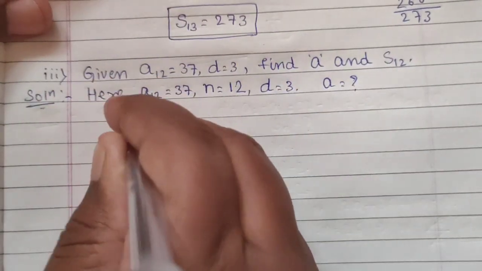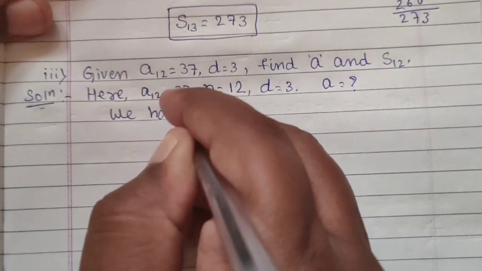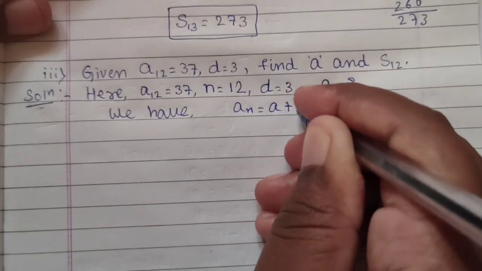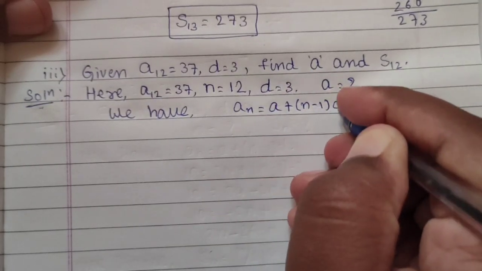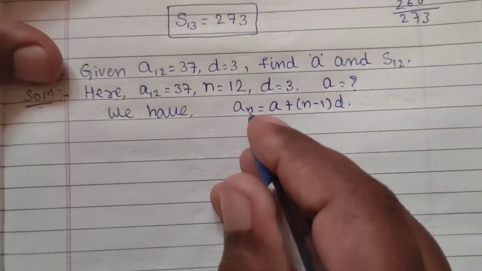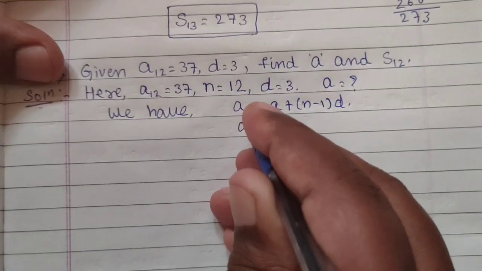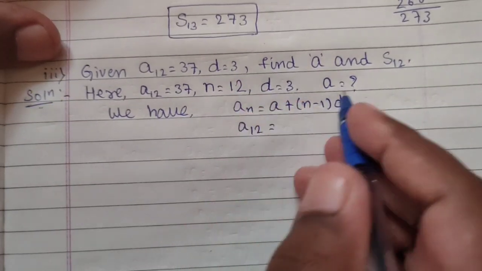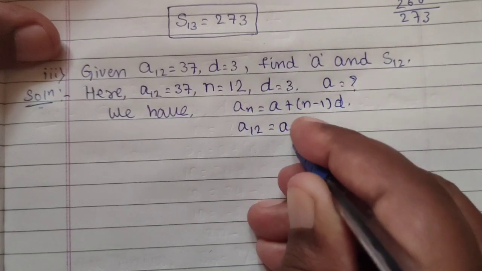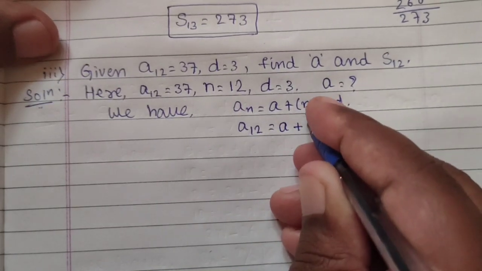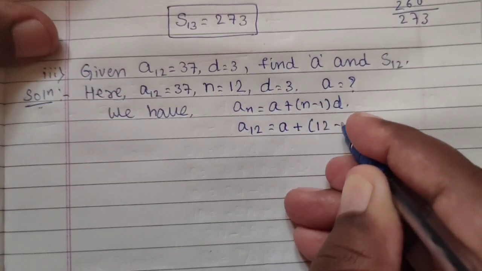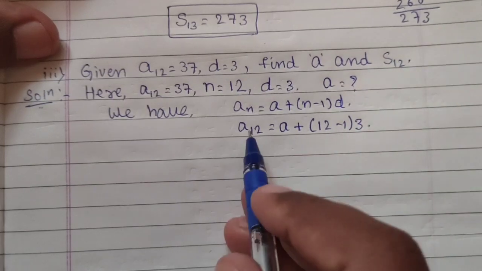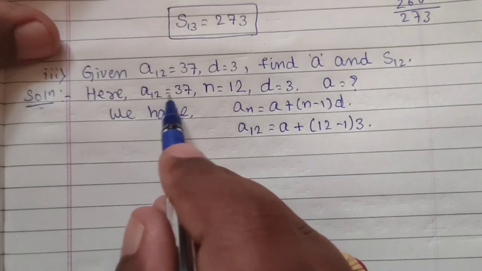Let us write the formula of the nth term of an AP, that is an is equal to a plus n minus 1 into d. Here the value of n is 12, a12 is equal to a, the value we have to calculate, plus the value of n is 12 minus 1 into the value of d is 3. Here a12 is nothing but 37.